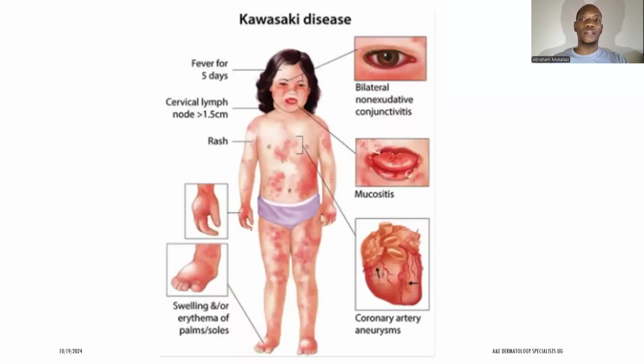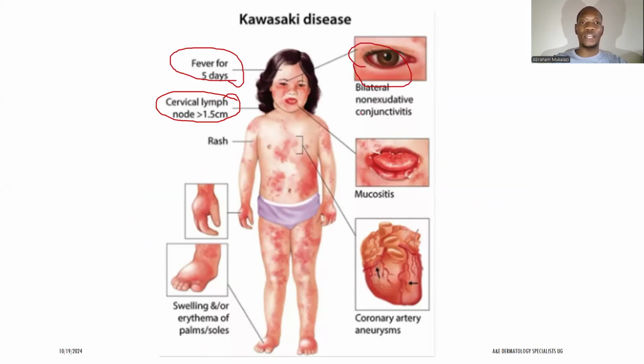So this picture tries to highlight the most important features that we usually see in Kawasaki. If you could memorize this, it will be very, very beneficial, such that you can always remember if you have a child having a fever lasting more than 5 days, then they have palpable cervical lymph nodes. We know a lymph node is significant if its diameter is about 1.5 centimeters. Then they have conjunctival injection, which is more oftentimes non-exudative.